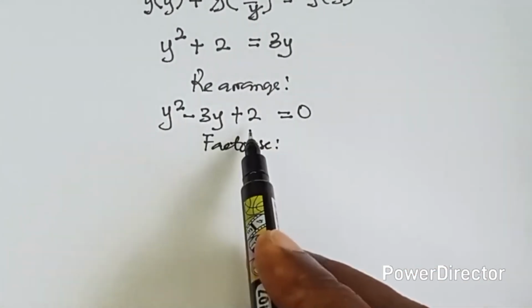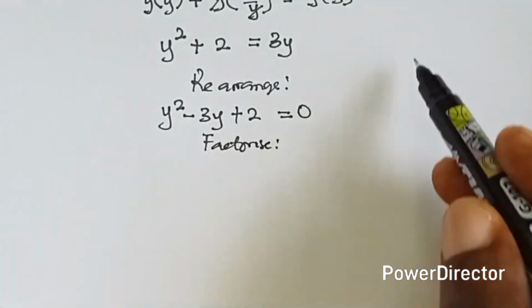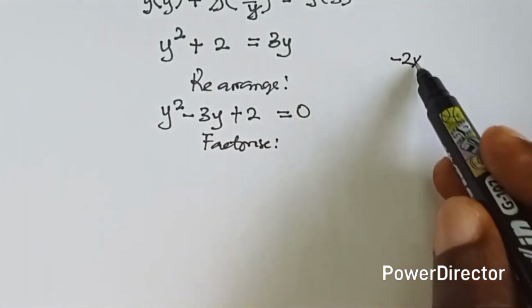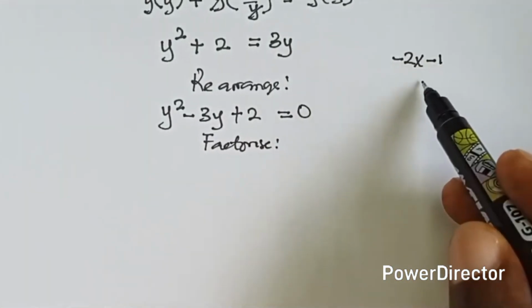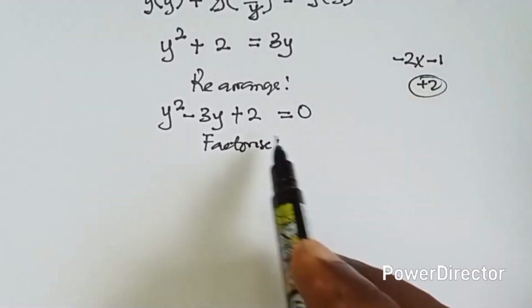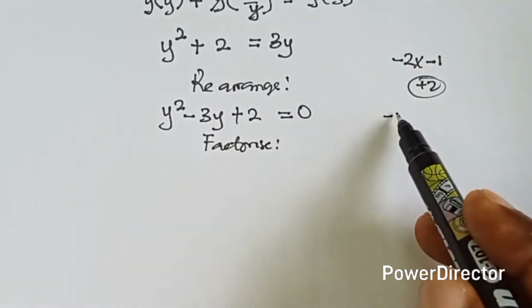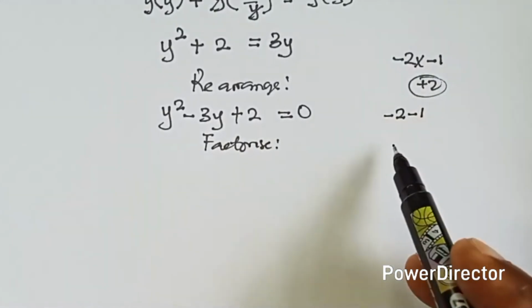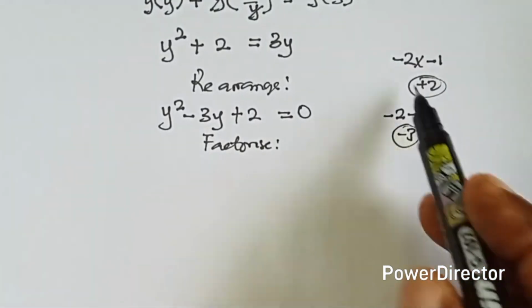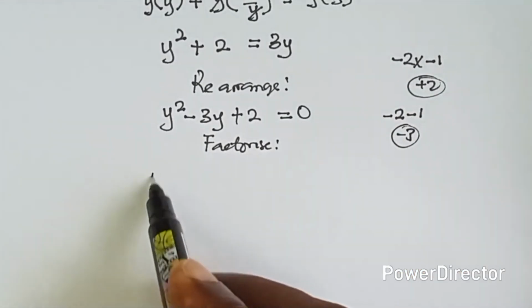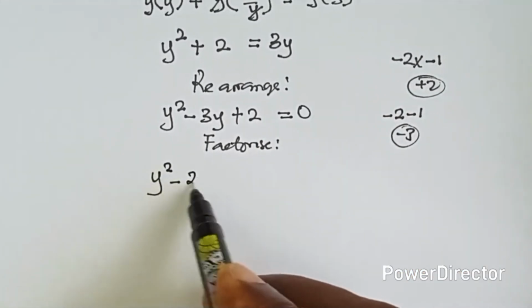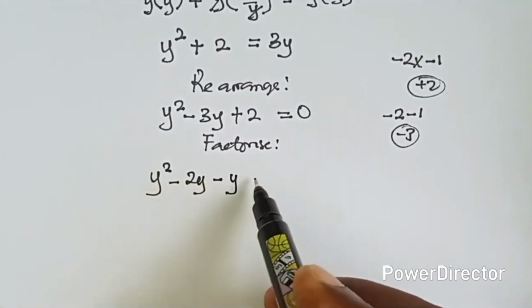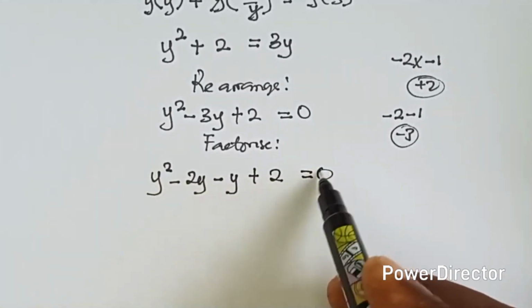Now the factors of 2 that will give us minus 3: we have minus 2 times minus 1 will give us plus 2, and that's the plus 2 here. And this minus 2 minus 1, if you put it together, we have minus 3. So minus 2 and minus 1 works. So we have y squared minus 2y minus y plus 2 equals 0.